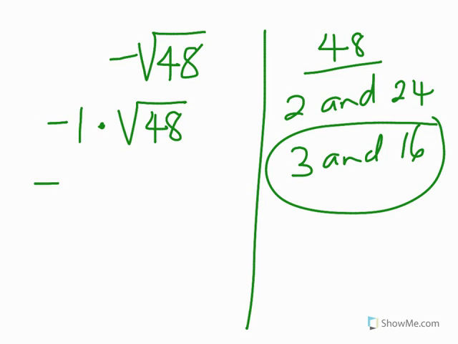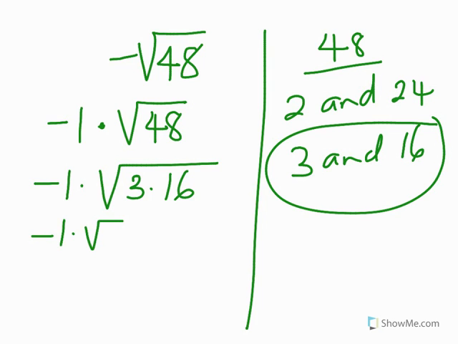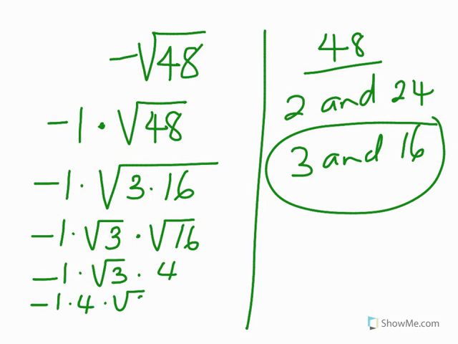So this is negative 1 times square root of 3 times 16. Negative 1 times square root of 3 times square root of 16. Negative 1 times square root of 3 times 4. Negative 1 times 4 times square root of 3, which is negative 4 square root of 3. I'm kind of breaking it down. I know I can easily say the answer, but I am just breaking it down, okay?